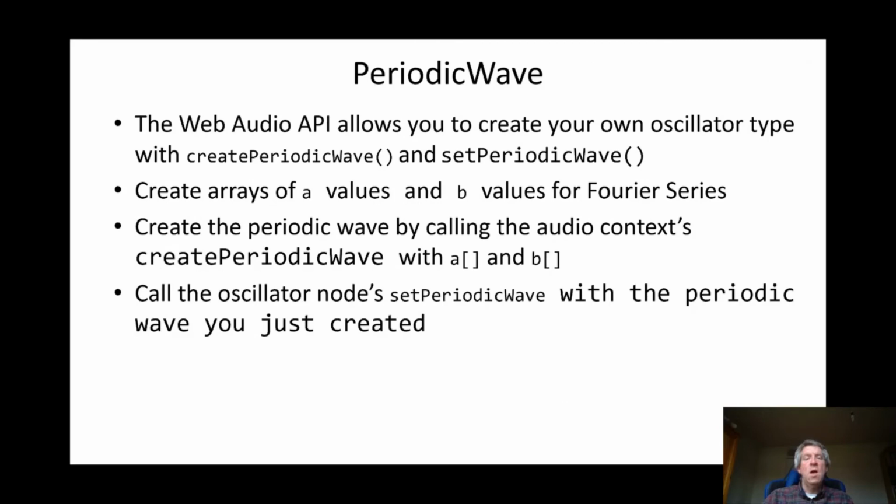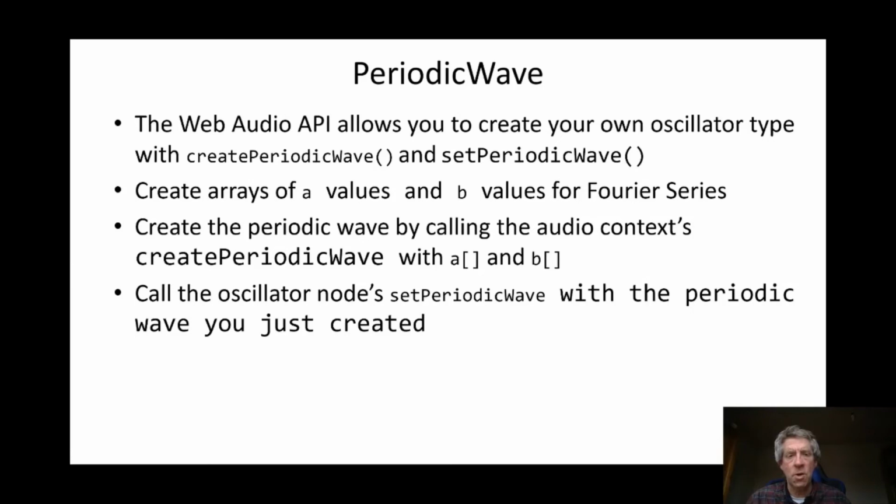Now we know everything we need to know about the periodic wave. We know the math behind it. We can now figure out how, with the oscillator node, we can create our own oscillators. That's done using what's known as periodic wave. There are two methods, createPeriodicWave and setPeriodicWave. This is how it works.